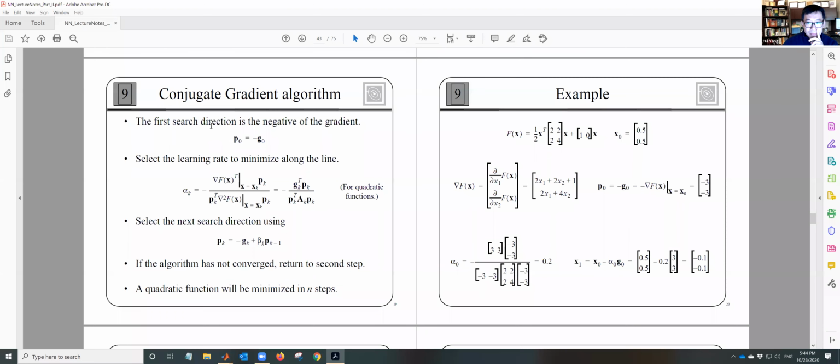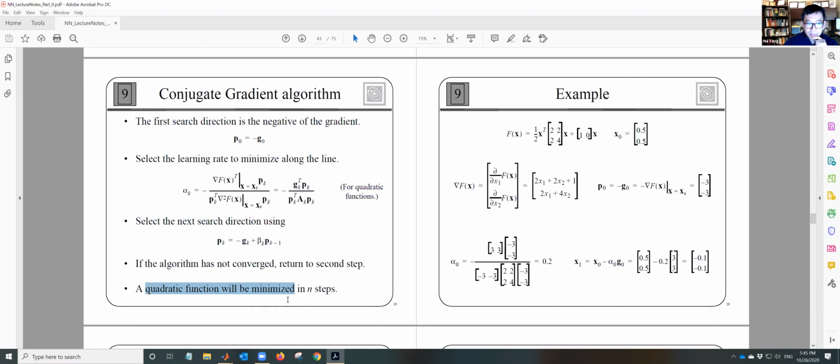In the first place, you set p0 as the negative of the gradient. Then you select the learning rate to minimize along a line. Then you search the next search direction using the iterative function, because you know the previous search direction and then the current gradient. The beta k is calculated based on the previous gradient and the current gradient. Then you get the new search direction, pk. If the algorithm has not converged, return to the second step. You continue to do it.